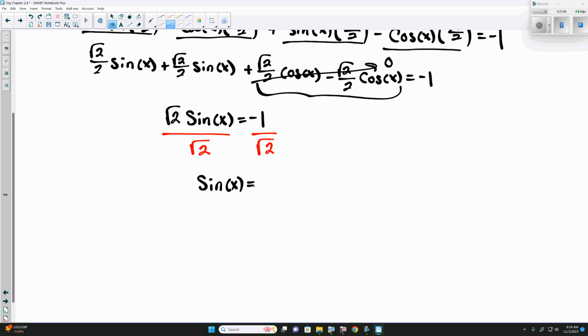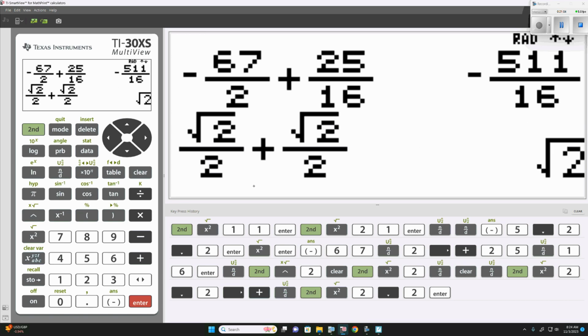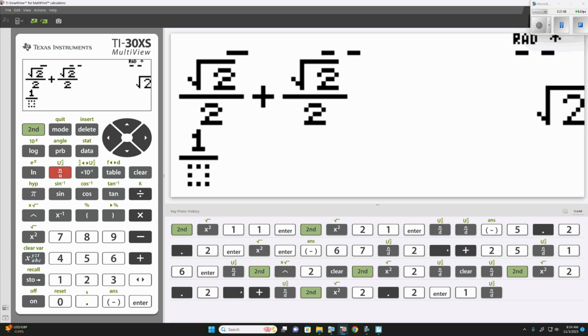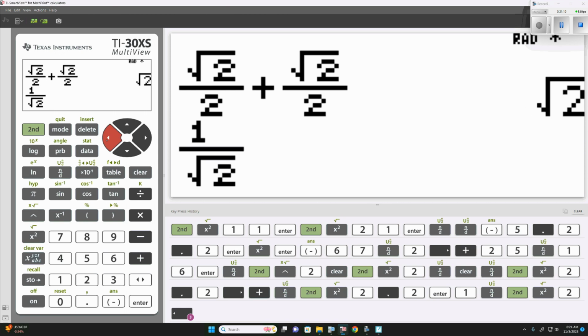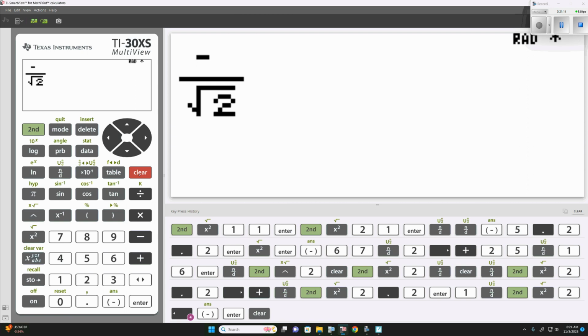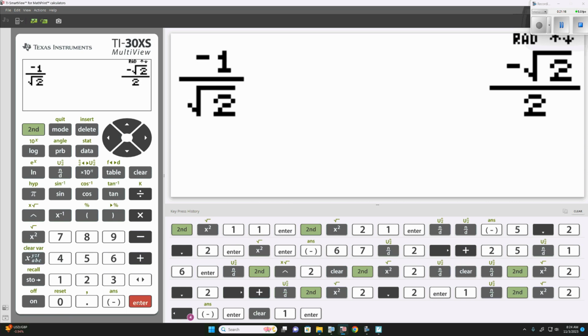Now I'm not going to rewrite it as -1 over square root of 2. Yes, I know. Because we can plug it in. And it does rationalize to the negative square root 2 over 2.